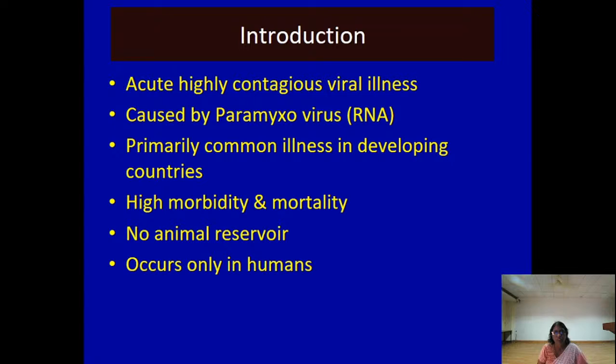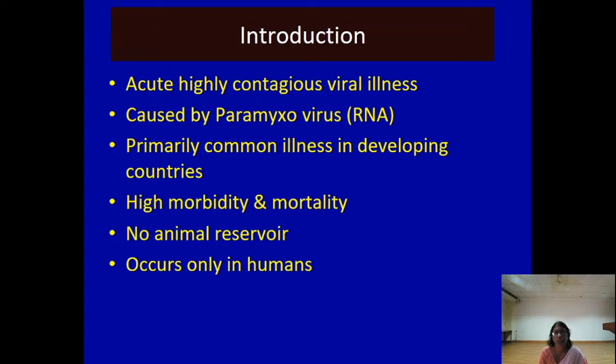Introduction. Measles is a very highly contagious disease, and it is an acute viral infection. It is caused by a virus, and what type of virus, which you have learned in your microbiology, it is the paramyxovirus. It's an RNA virus, and primarily it is an illness of the respiratory tract. It occurs in developing countries because of various reasons. You all know the difference between developing countries and developed countries. And it causes high morbidity and mortality.